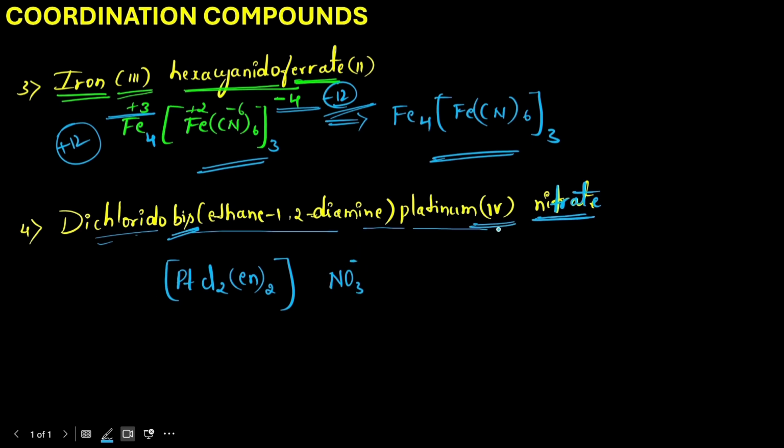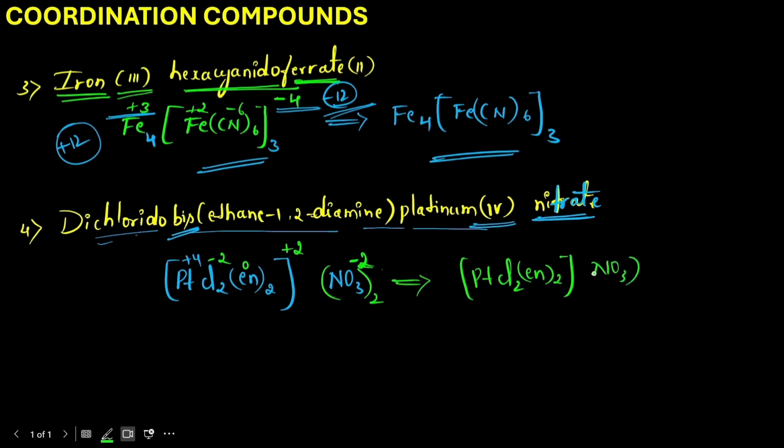The oxidation state of platinum is +4, and the charge on Cl is -1, -1 into 2 is -2. The charge on ethane-1,2-diamine is 0 because it is a neutral ligand. Therefore, the charge on the coordination sphere is +4 -2, which is +2. The charge of the cation should be equal to the charge of the anion. We know that NO3 has a minus charge, so NO3 twice gives -2. So if you rewrite that, [PtCl2(en)2](NO3)2. This is how you have to find out the formula.